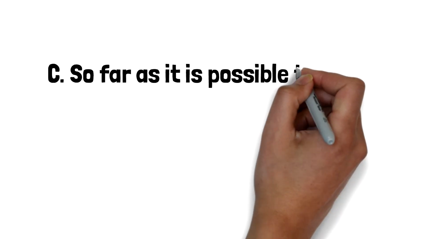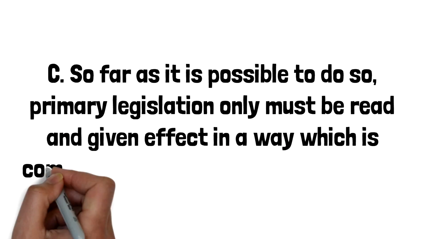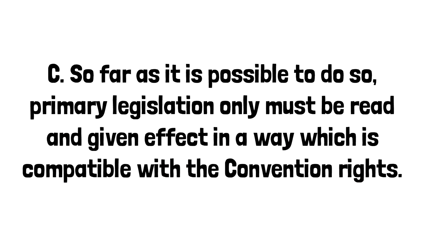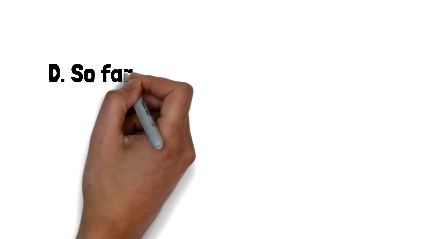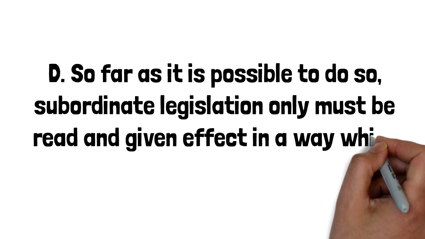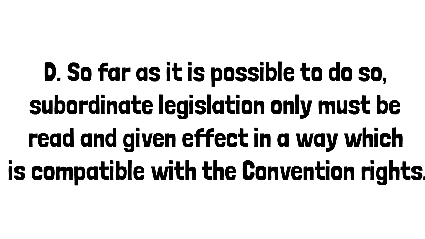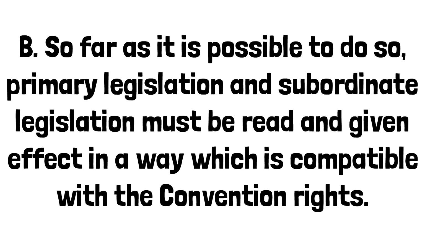C. So far as it is possible to do so, primary legislation must only be read and given effect in a way which is compatible with the Convention rights. D. So far as it's possible to do so, subordinate legislation must only be read and given effect in a way which is compatible with the Convention rights. The correct answer is B. So far as it is possible to do so, primary legislation and subordinate legislation must be read and given effect in a way which is compatible with the Convention rights.